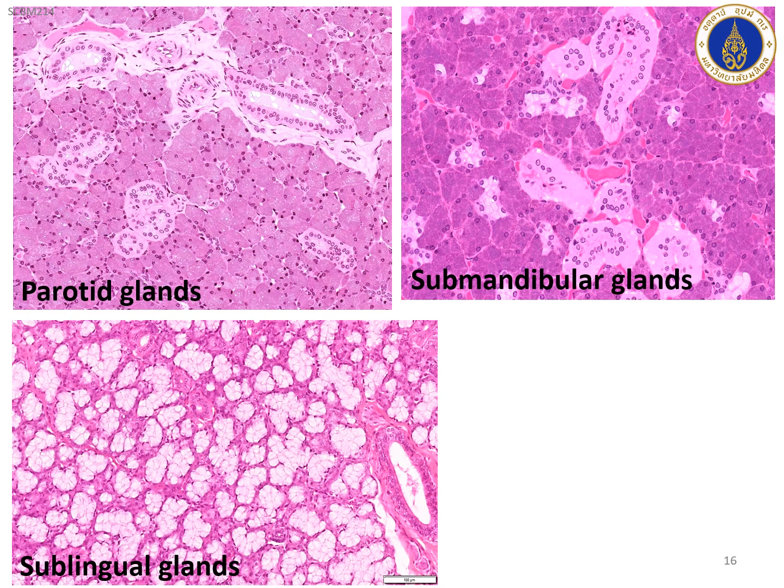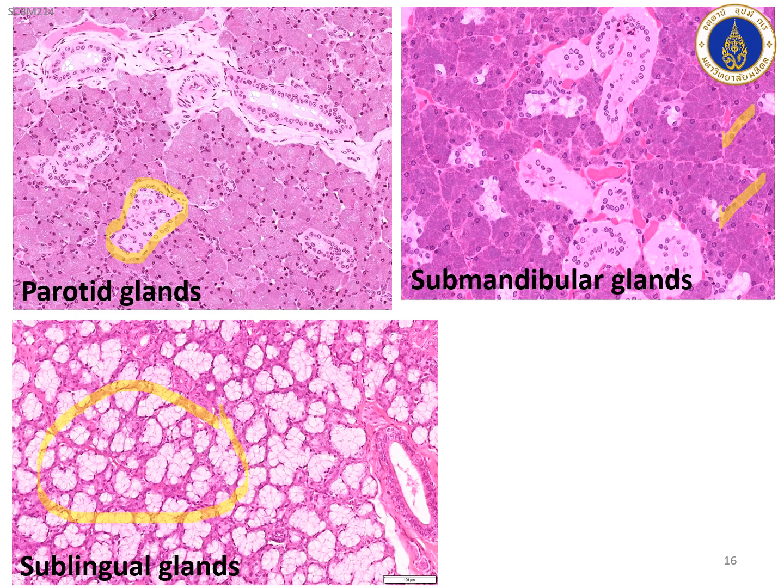By H&E staining, parotid gland shows complete serous acini and salivary duct. Submandibular gland shows the mixed serous and mucus acini. Serous acinar cells are in higher population. Sublingual gland shows the mixed acini. Mucus acinar cells are dominant.